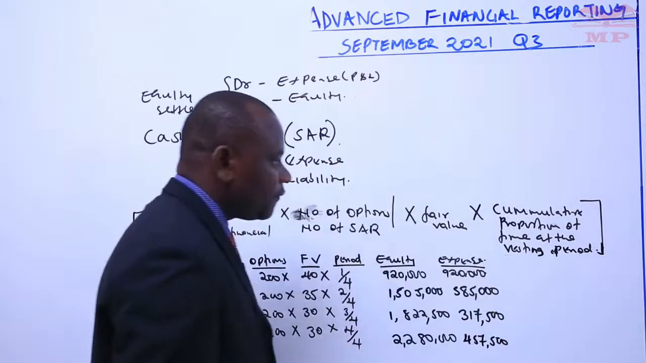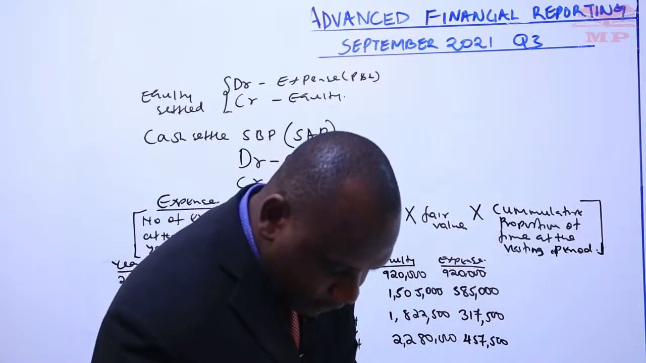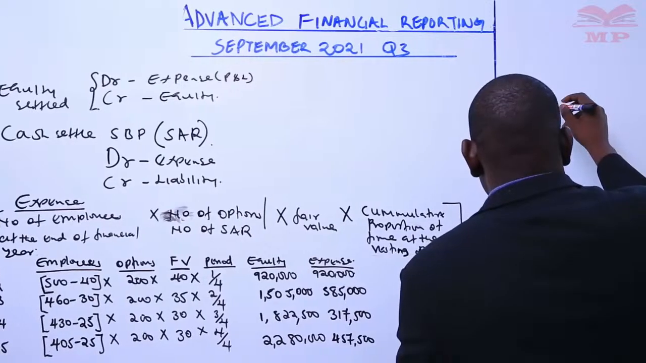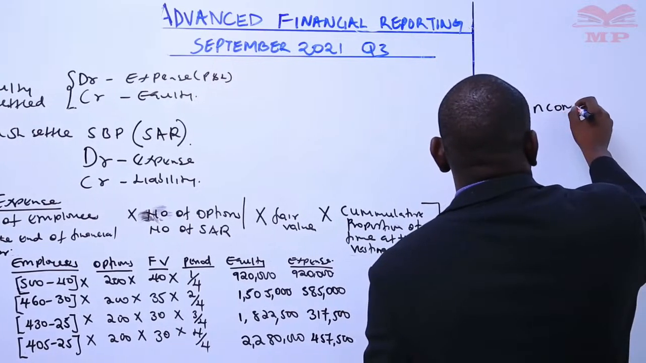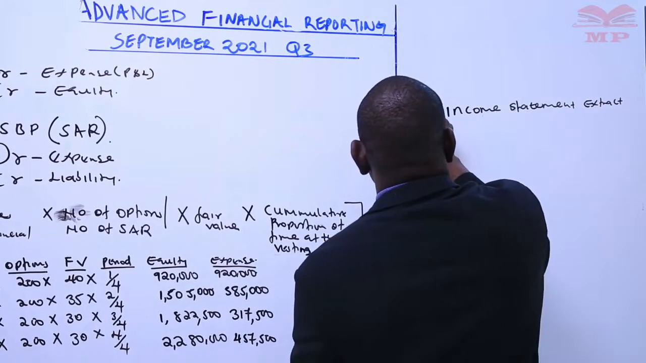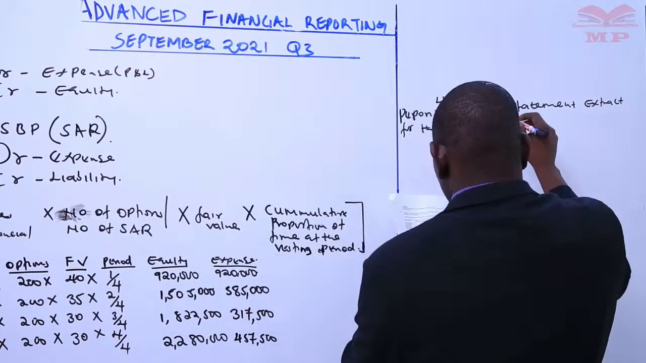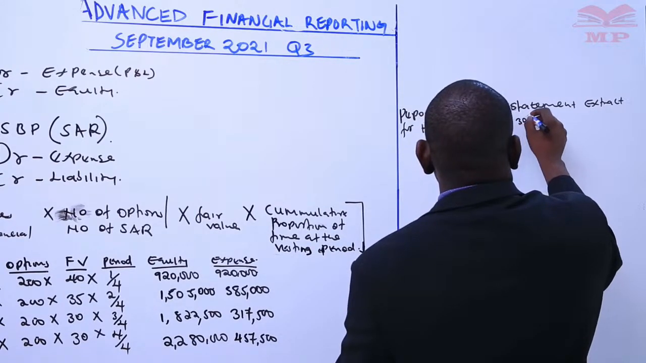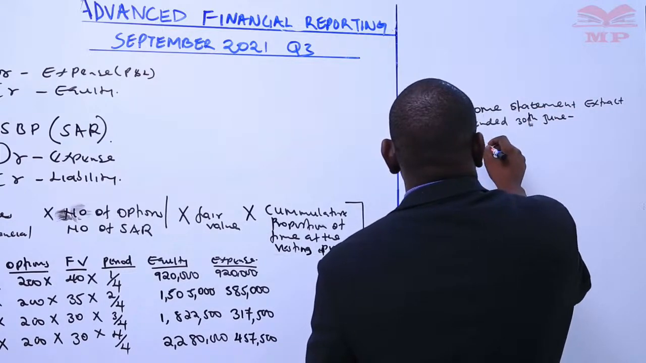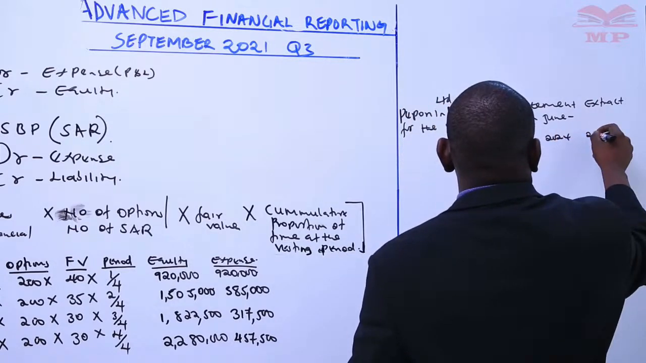So after that, you can now determine your expense income statement extract, financial statements extract. So we have here income statement extract. This is Peponi Limited for the year ended 30th June. Which years do we have here? 2022, 2023, 2024, 25.